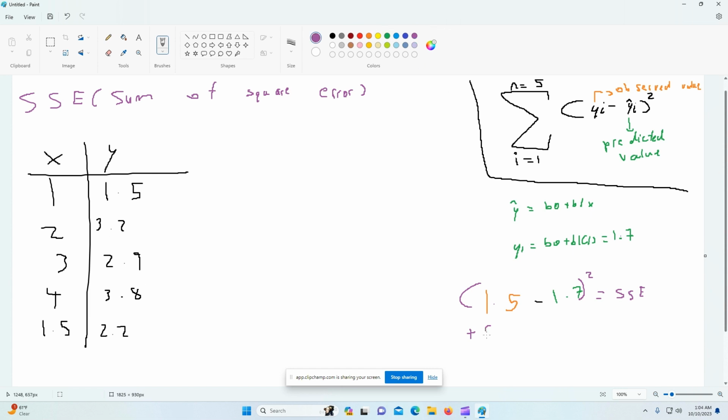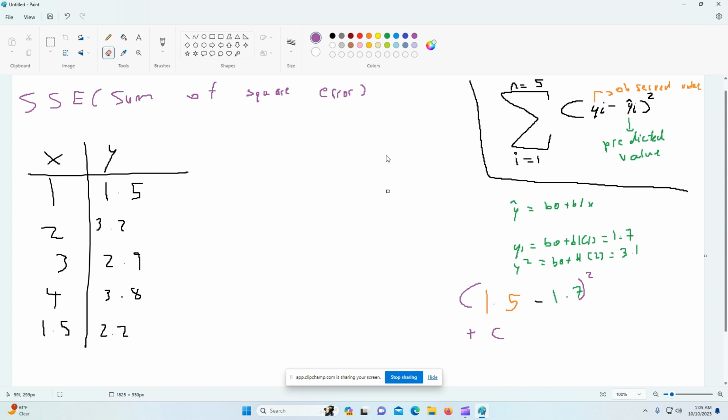So the next one is going to be y2 is equal to b0 plus b1 times 2, and say that outputs 3.1 or something. Now what is this doing? This is estimating our second value, right? So all we do here is, and actually I'm going to erase this right here because that should not be there.